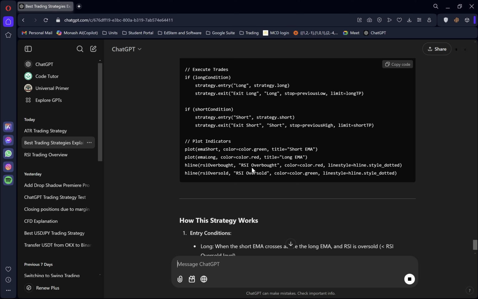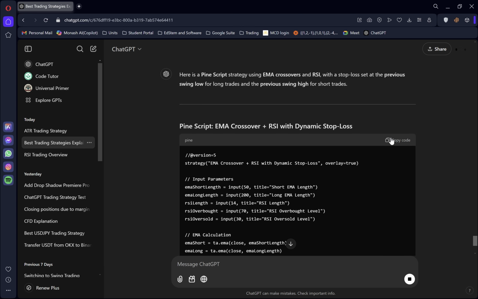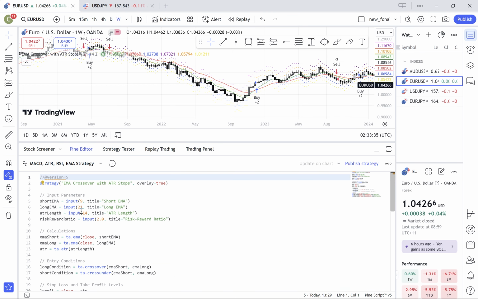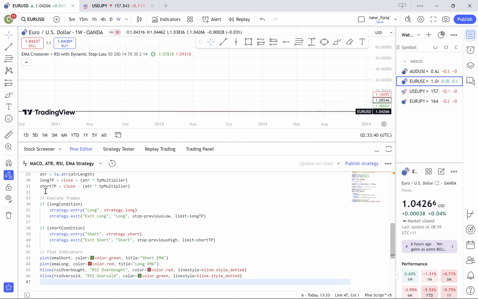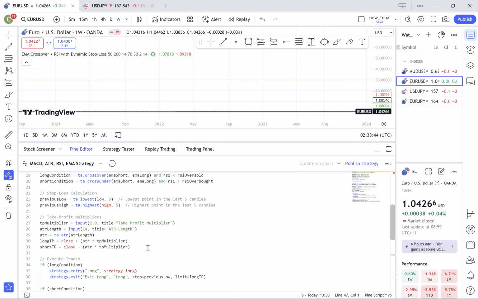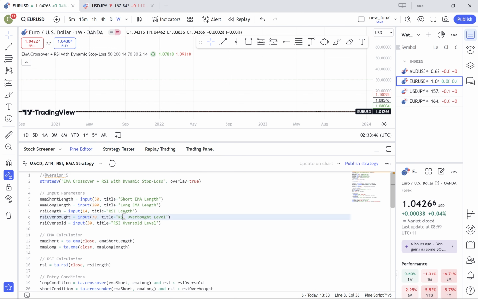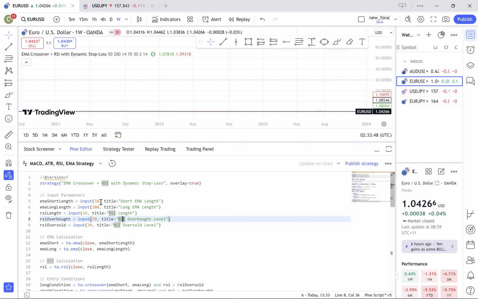Exit. Okay, so let's copy this and see how it works. Going into this, update on chart, and use our strategy tester. So as you can see, there is no results. Don't know what's wrong.